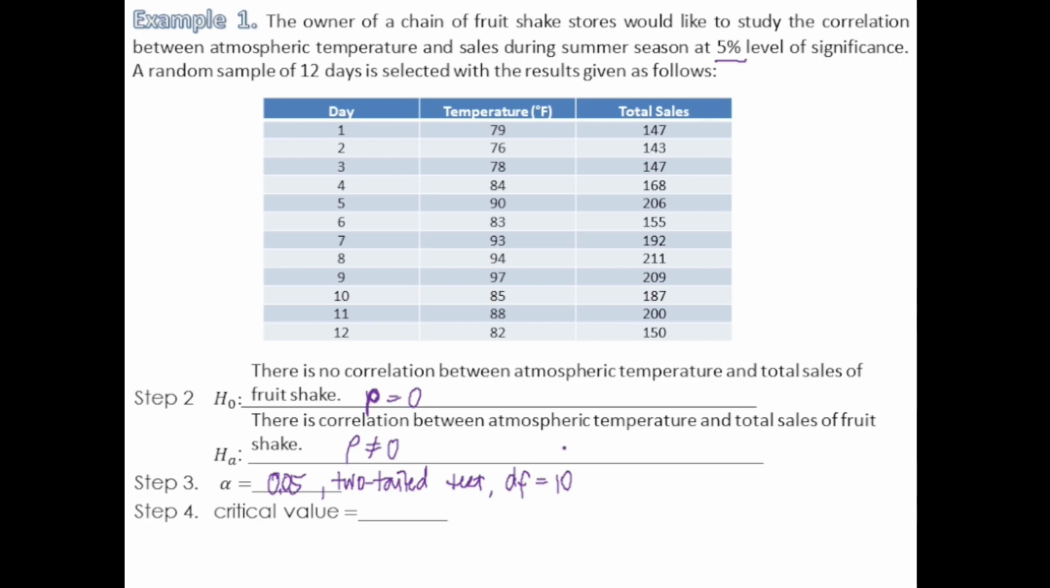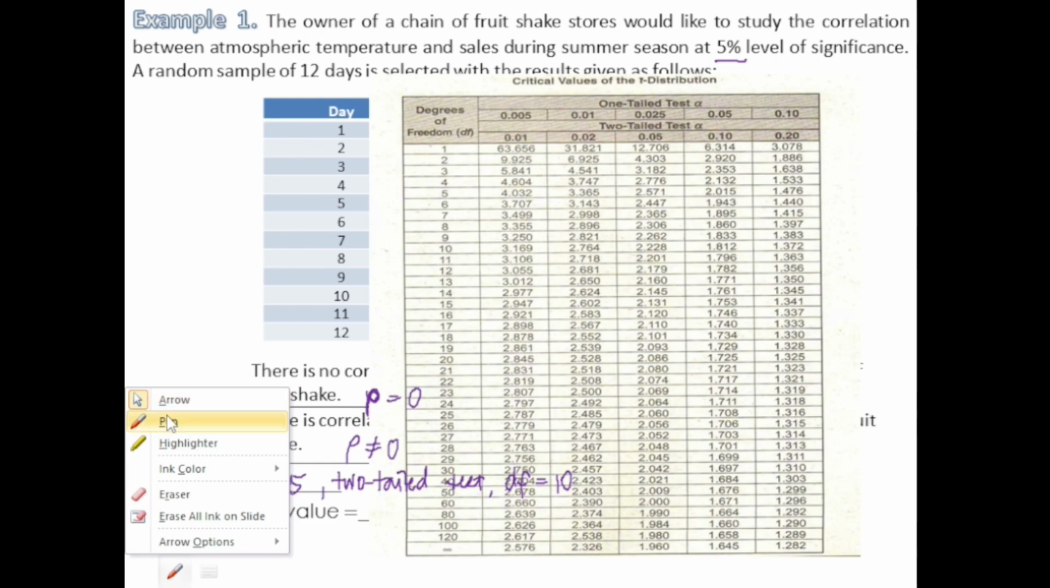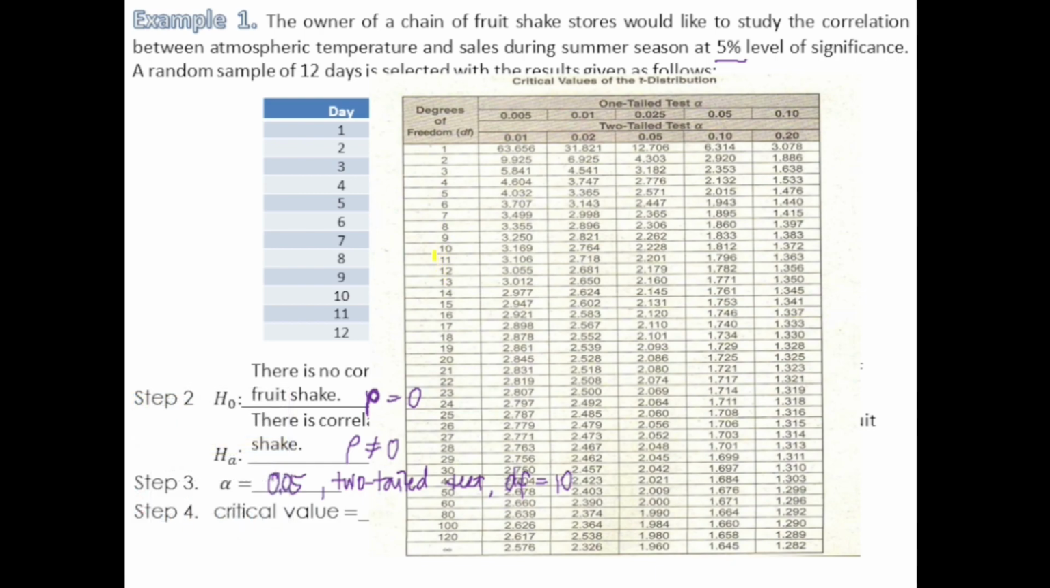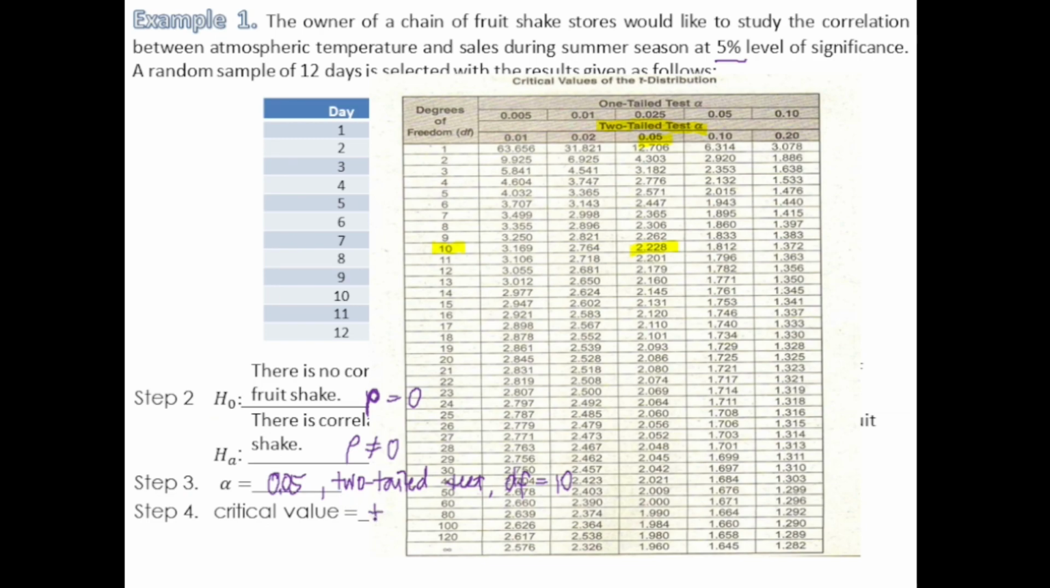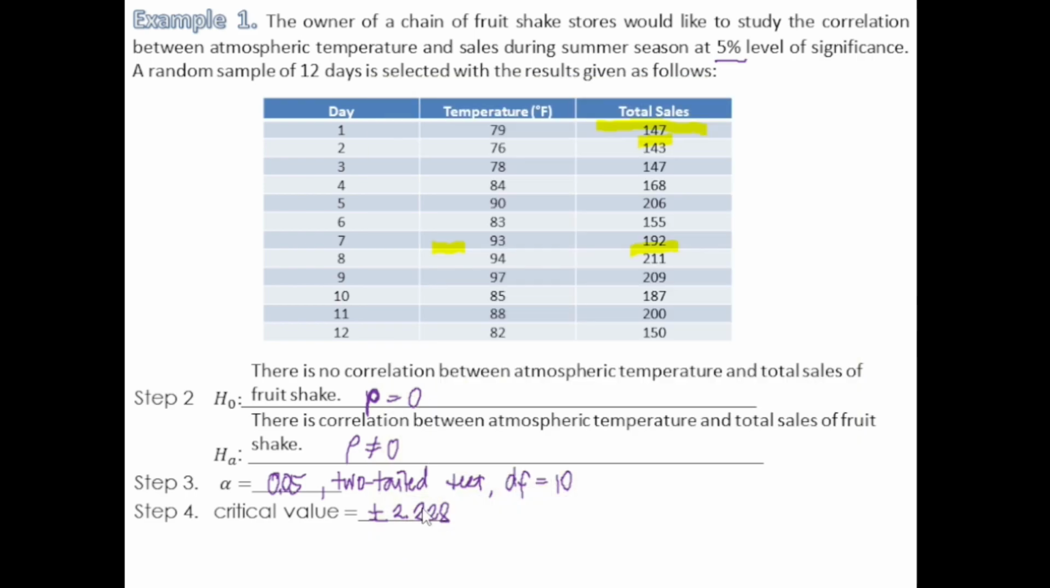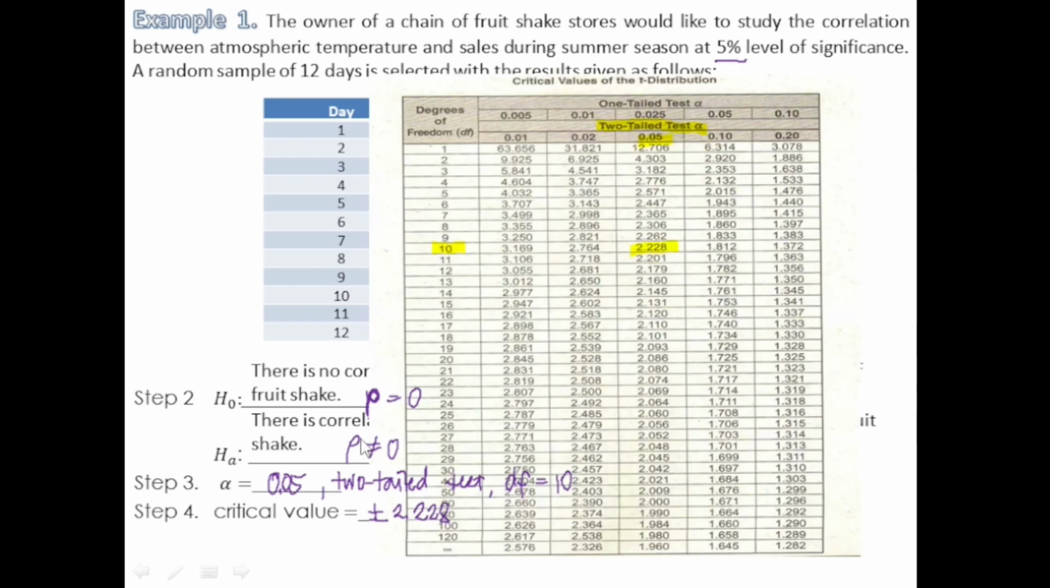Okay, using this table, same pa rin po yung ating degree of freedom, two-tailed test, 0.05. Kung ano yung intersection, that serves as our critical value. So, ito'y positive, negative 2.228. After identifying the critical value, computin na natin yung rho. Computin na po natin yung ating rho.